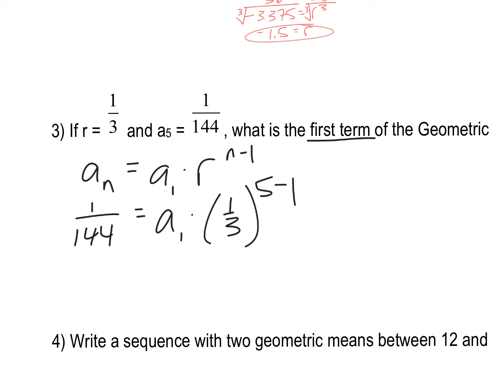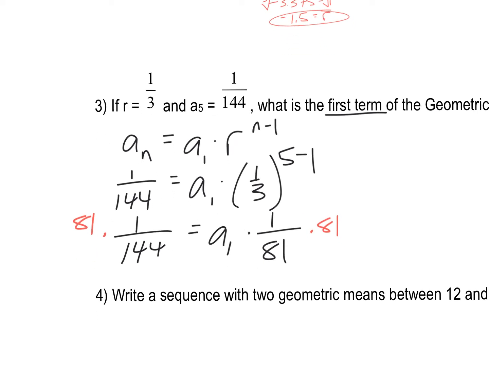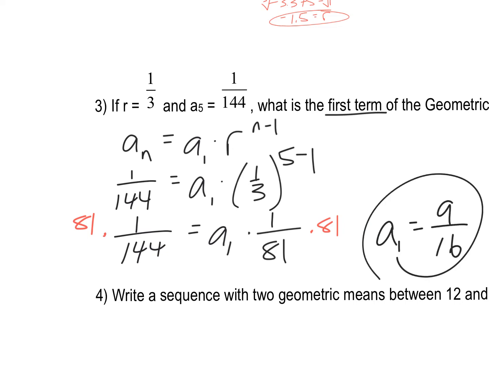So 5 minus 1 is to the 4th. 1 over 144 equals a sub 1 times, how do you do 1/3 to the 4th? Well, you do 1 to the 4th and also 3 to the 4th, and you end up with 1 over 81. The way to get rid of that 81 is to multiply 81 on both sides. And yes, that fraction reduces, and you end up with a sub 1 equals 9 over 16. So really quick problem on that one.